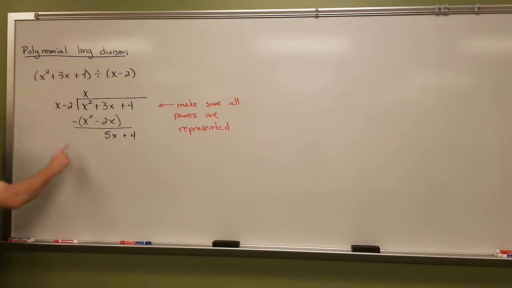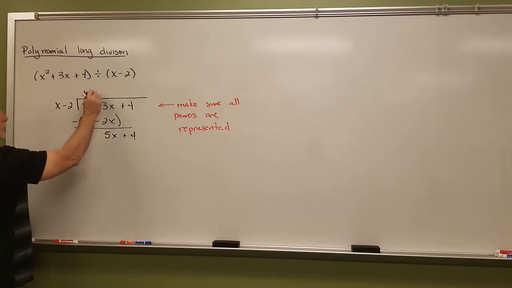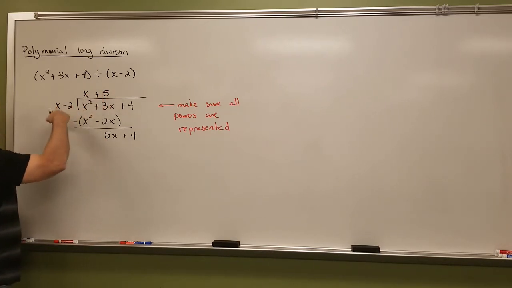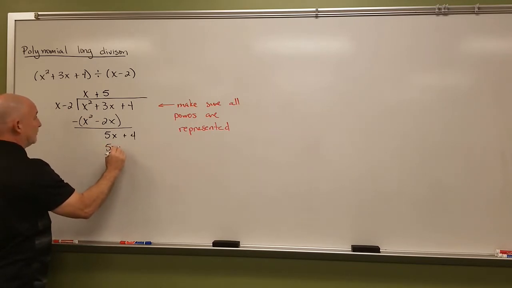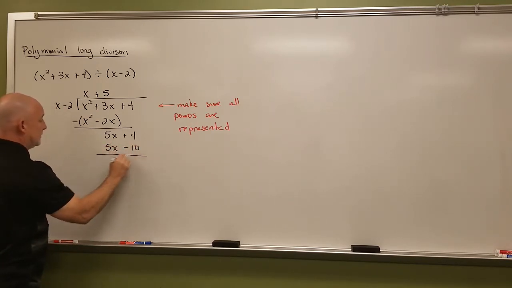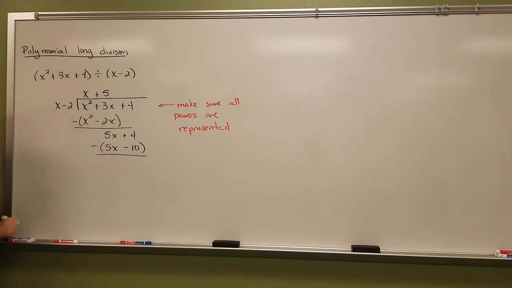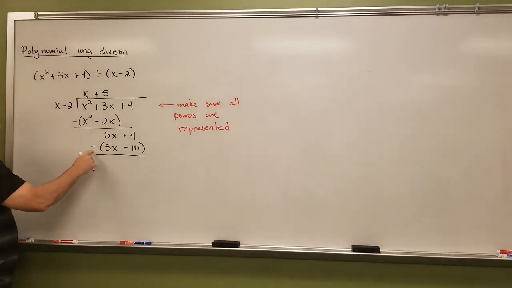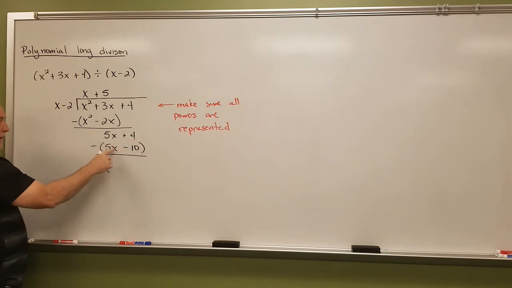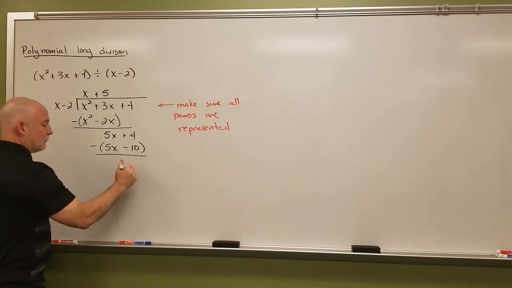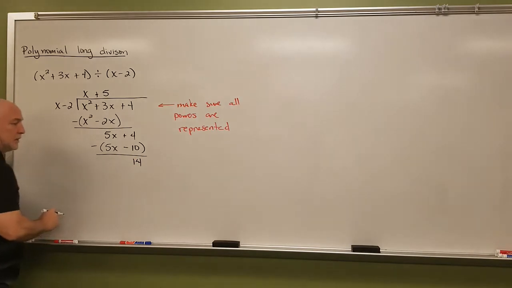And then you repeat. What do I have to multiply x by to be 5x? Well, that's 5, so you go plus 5 and distribute. So that gives me 5x minus 10 and subtract. 5x minus 5x goes away. That first thing always should. And again, here we have 4 minus a negative, so that's a plus. 4 plus 10 is 14.